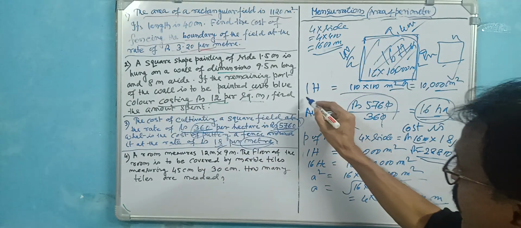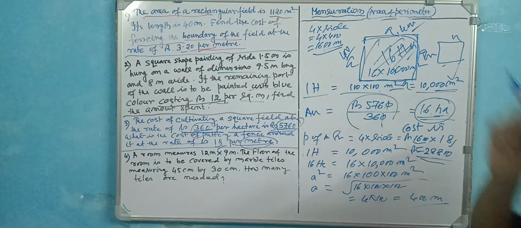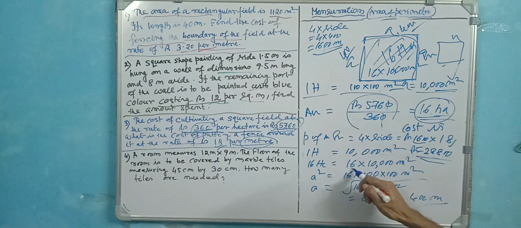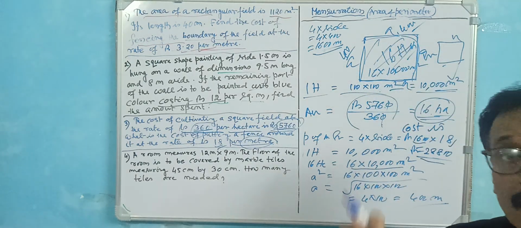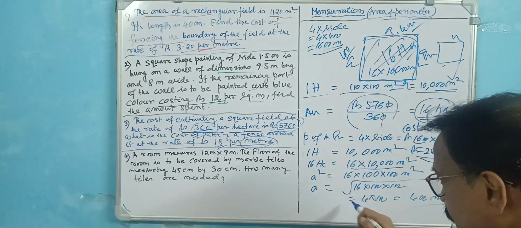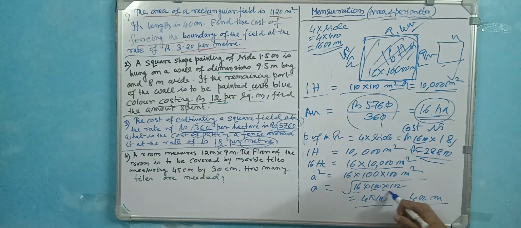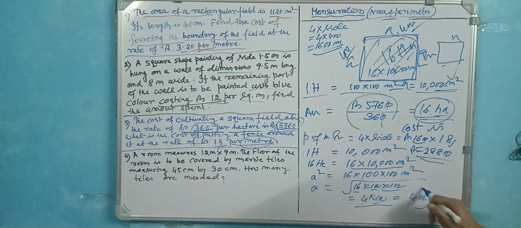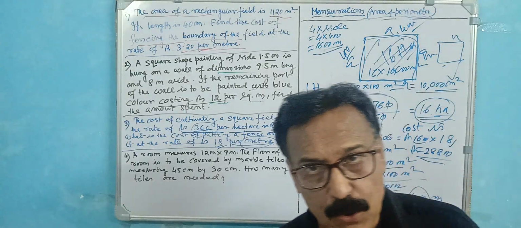You know 1 hectare means 100 into 100, 10,000 meters square. So 16 hectare means 16 into 10,000, that is the area in meter square. Area of a square is side squared, so the side A is just the square root of this. Take that 16 into 10,000 and the square root: 16 gives 4, 10,000 gives 100, so 400 is the side. 400 is the side. Is that clear to you?